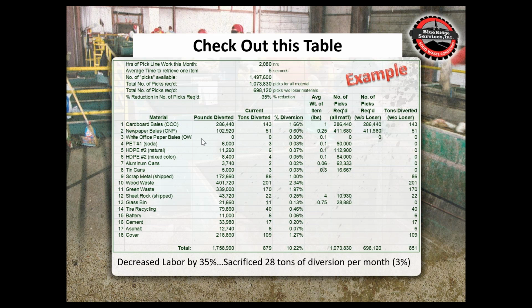So from that information, we can then calculate costs of extracting these commodities. We can look at the revenue that they generate and also the amount of diversion that they generate. And so we were able to go through there and eliminate what we call some of the loser materials and things that really just didn't make a lot of sense, and a lot of the plastics and some of the glass and things like that that just weren't really paying their way in terms of high cost to extract, low revenue generation on the back end. And in the end, we were able to decrease the labor costs by 35% at this facility and sacrifice 28 tons of diversion, about 3%. So our diversion numbers went down 3%, but our labor costs went down 35% by focusing on what we call the winner type commodities, the ones that generated revenue for the least amount of extraction costs.